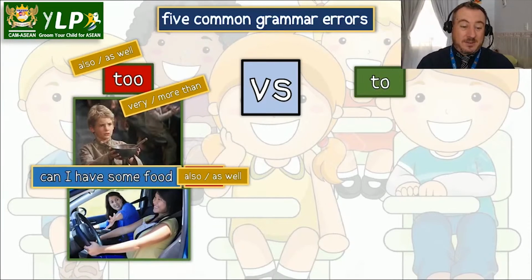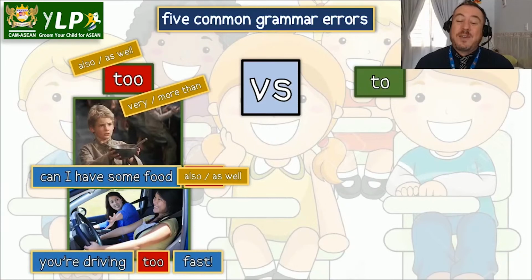What's happening here? The driver looks very happy, but her passenger doesn't look very happy. Maybe she's saying, you're driving too fast. In this case, too means too much or more than enough. Or it could also mean very. You're driving very fast. You're driving too fast. Slow down. Right, let's look at the green to.